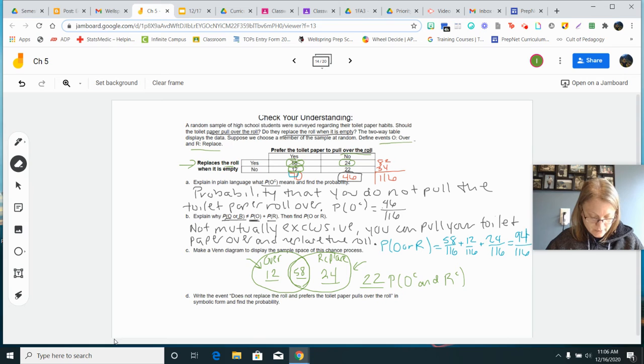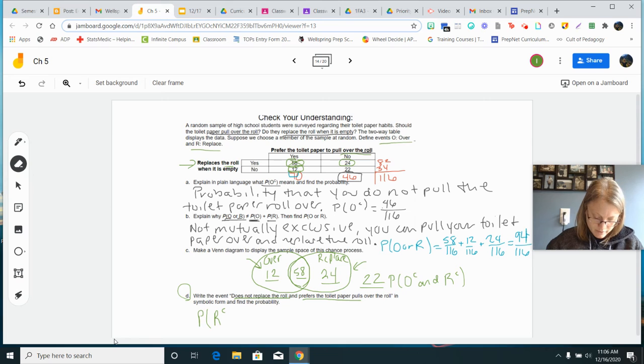So let's go ahead for part D then and look at some other notations and options. Write the event does not replace the roll and prefers the toilet paper pulls over the roll in symbolic form. So basically our probability notation that we've seen in other questions. So P, does not replace the roll. That's the opposite of replacing the roll, so R with a little C on it.